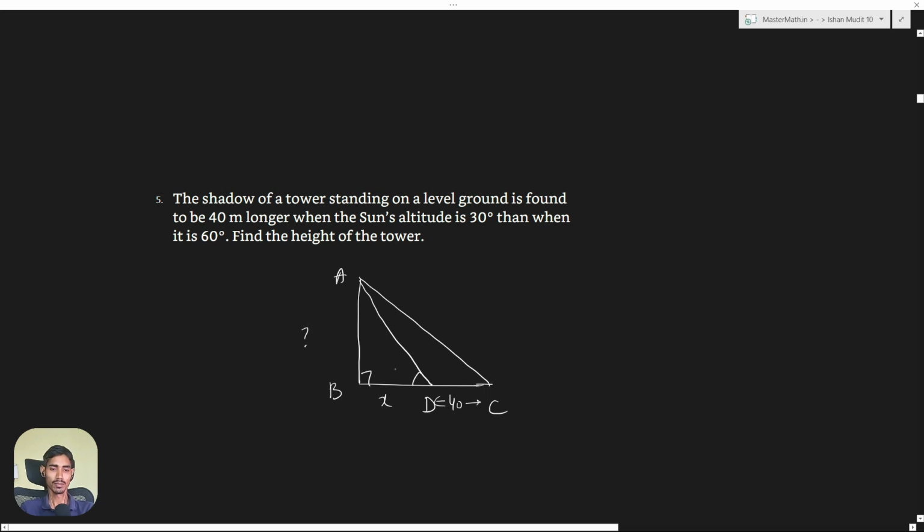Now always remember the further you go from this 90 degree, the smaller the angle is going to be. So this would be 60, 50, 40, 30, 10 like that. Okay, so what did you take, Ishan? Which triangles?